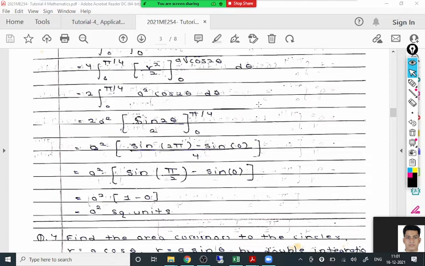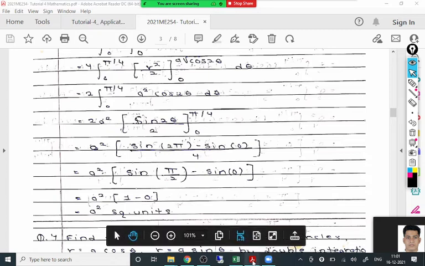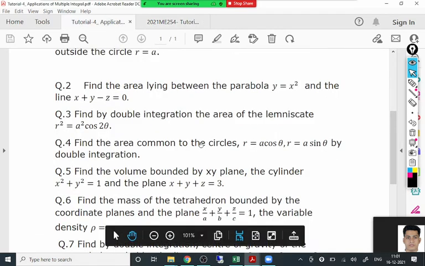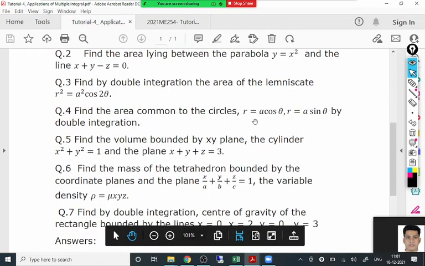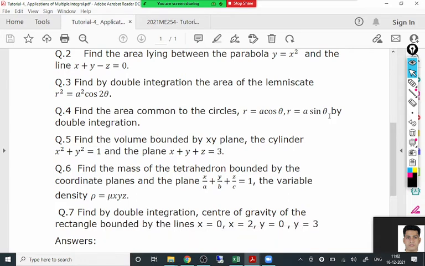So we'll move to question number 4 then. Question number 4 is like this. Find the area common to the circles r equal to a cos theta and r equal to a sin theta by double integral. So first thing I want to ask you, tell me which type of circle is r equal to a cos theta?